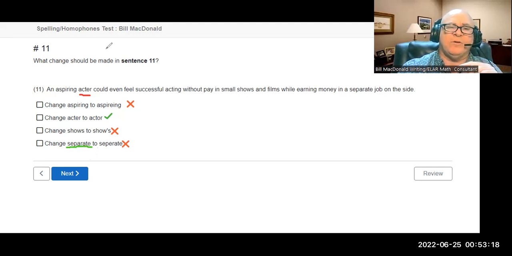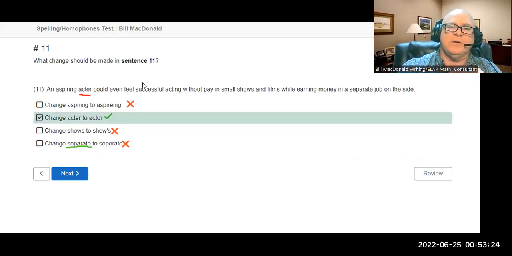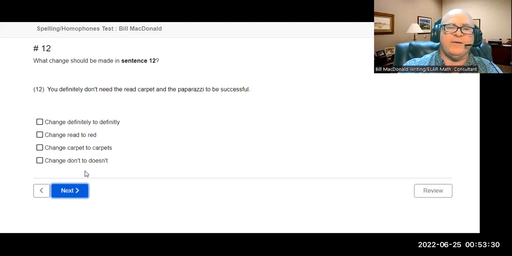So after we've done all our strategies, we will select the answer that we checked on the right, and we will clear our drawings, go to the next one. Let's go faster. Sentence 12, capital. "You definitely do not need the red carpet and the paparazzi to be successful," period. Definitely with an E to definitely without an E. I could look it up, but my brain has already seen. I'm definitely sure that this is not the definitely that I want.